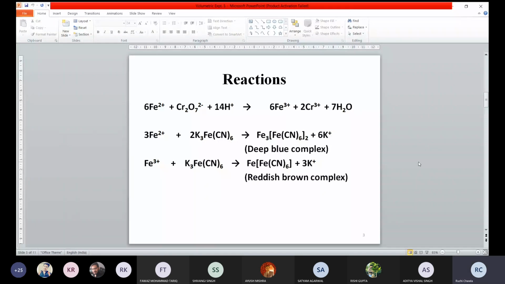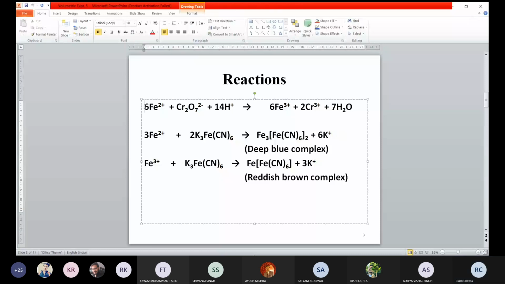Is slide number 3 visible to everyone? Yes, ma'am. Okay. So these 3 reactions form the basis, or the principle, on which this experiment is based, especially the first reaction I'm talking about. This is an ionic reaction. Can you predict each component from where it has been derived? Can you predict where these ferrous ions are coming from, from the objective of the experiment which I have discussed with you right now?